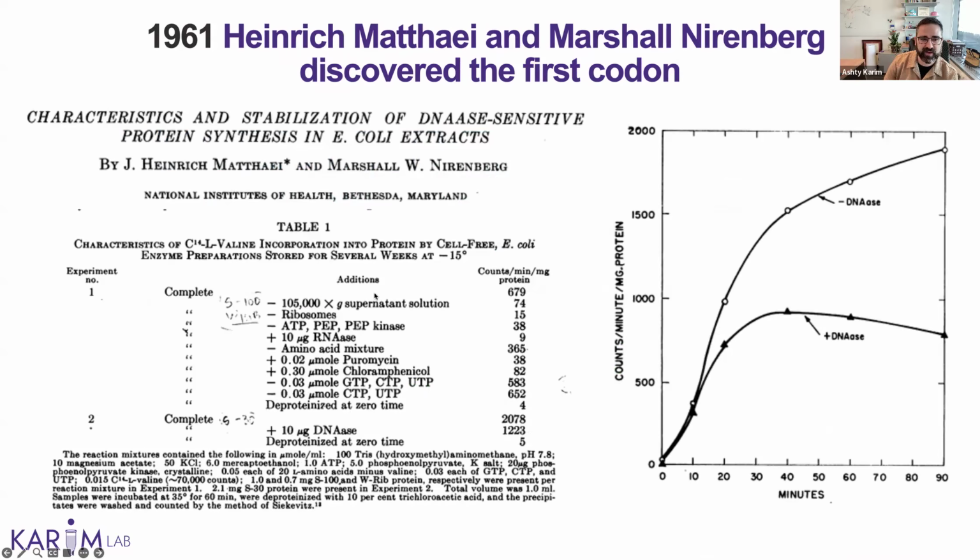So here's the original paper, building a cell-free system and then dropping out or adding in components, and the radioactive C14 valine counts incorporated into the protein that you have here. And here's a graph over time of that protein synthesis.